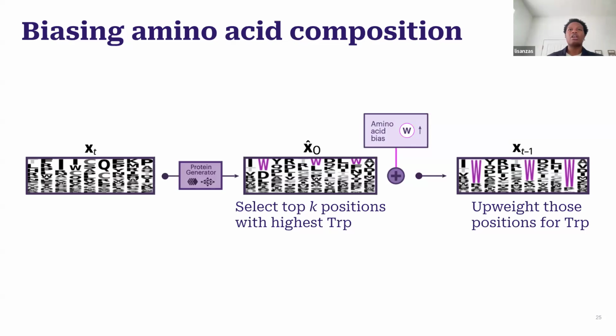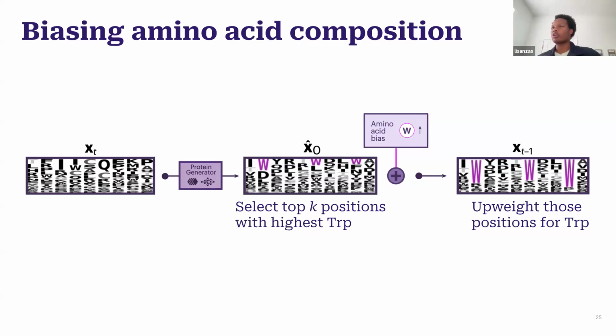Well, the process is actually quite simple based on our sequence representation. We start with completely random noise and give that to the model. The model is going to output a denoised sequence. We select the top K positions with the highest propensity for the amino acid we care about. In this case, we care about tryptophan. We literally add weight to those specific logits, and then we task the model to denoise, and we iteratively do this process. And as time goes on, the model starts giving tryptophans, in this case, to those specific positions.